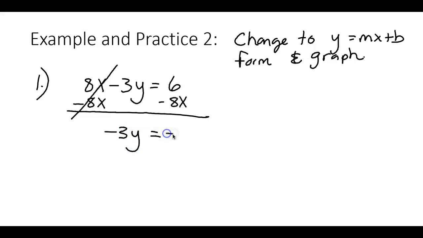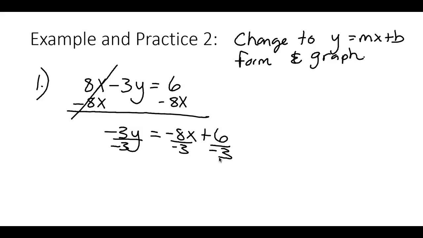And we have a negative 8x and a positive 6. Notice I didn't add these together, right? I didn't do negative 8 plus 6. Why not? Because they're not like terms. You can't combine them. And what's this negative 3 doing to the y? It's multiplying it. So what's the opposite of that? So we're going to divide by the negative 3, right? And when you do the division, you're going to divide all of them. Divide all 3 of them.